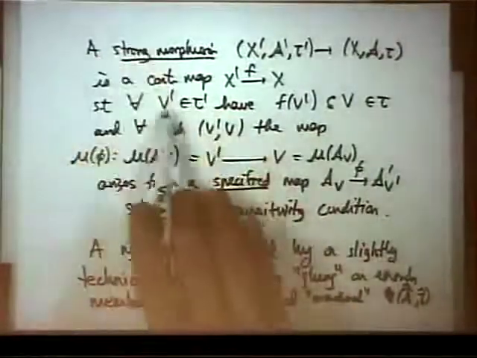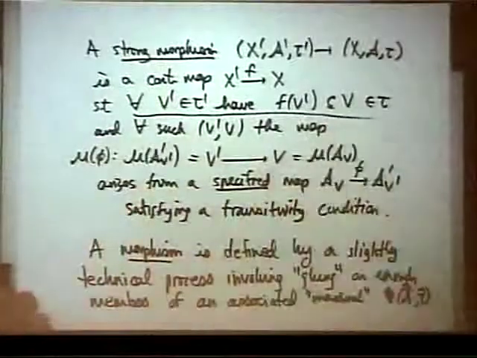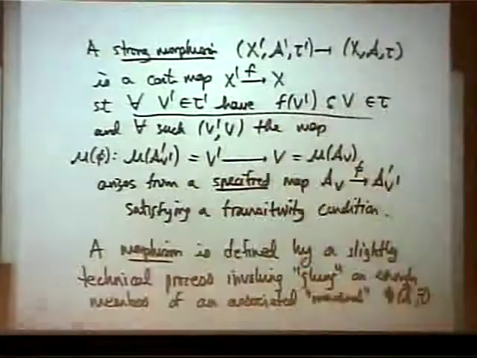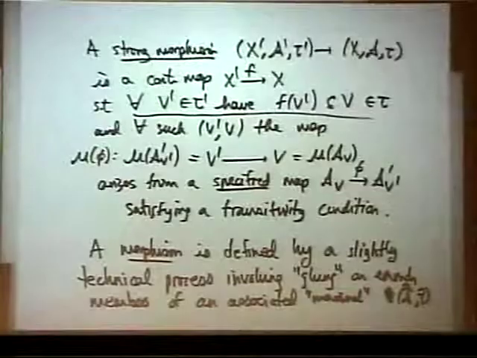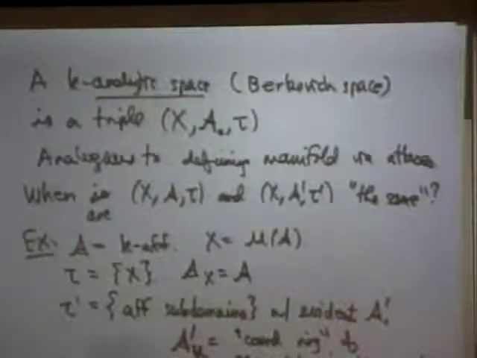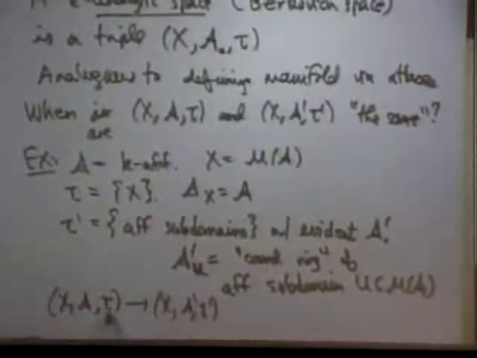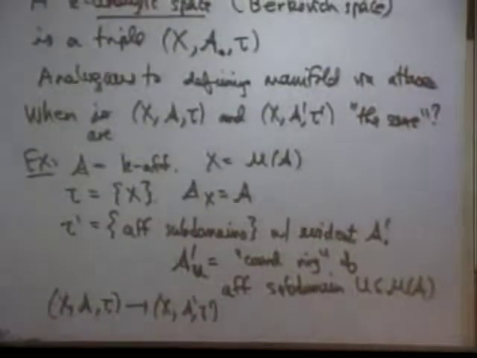This strongness refers to this condition here. Okay? And this is too restrictive in practice. You can't demand that every one of these lands inside one of these. As an example, if we come back here, there's an obvious strong morphism from X, A, tau to X, A prime, tau prime, because this has only one member in it, X, which is one of the things in here. So there's an obvious map this way, but there's not an obvious strong morphism backwards, because most members of tau prime don't land inside the unique member of tau. So you don't have a map backwards, so to speak.